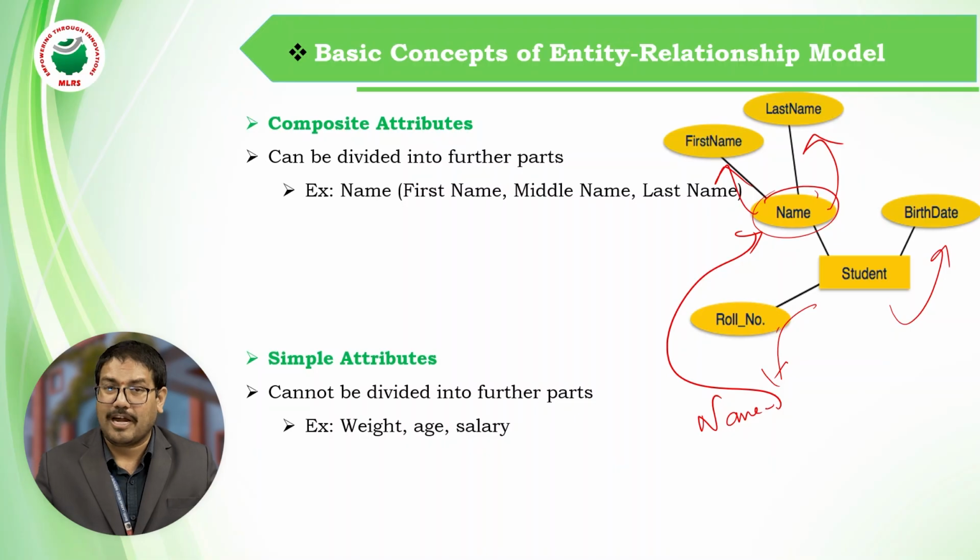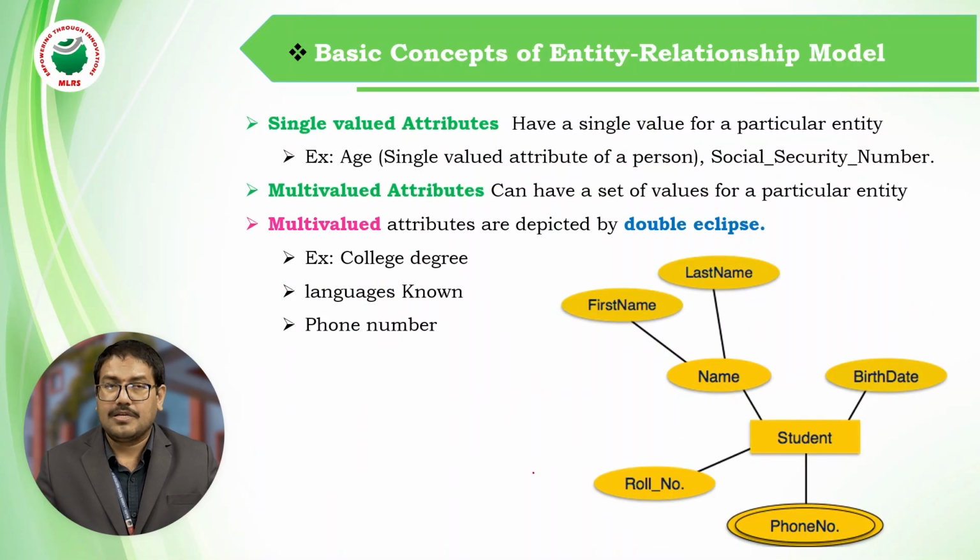These are examples of simple attributes. So what is a simple attribute? An attribute that cannot be divided further into parts. Examples: weight, age, salary, roll number, date of birth, etc. So these are the composite attributes and simple attributes.